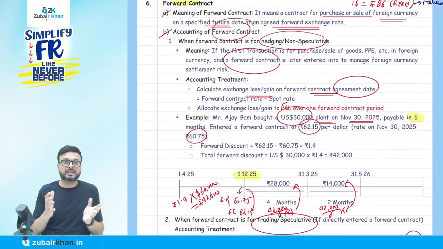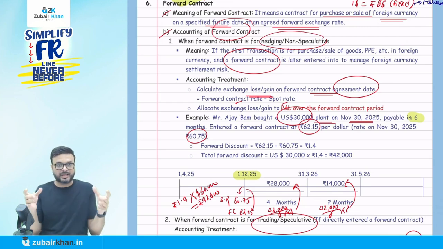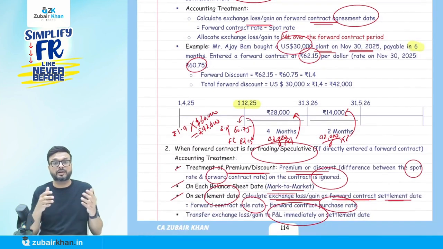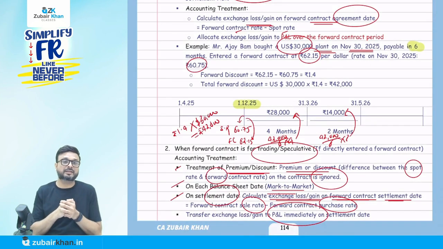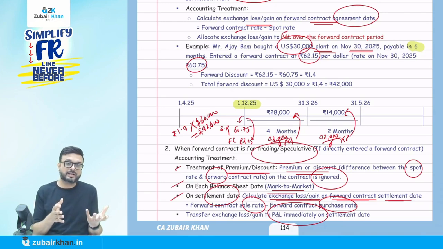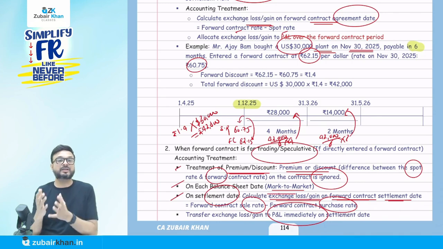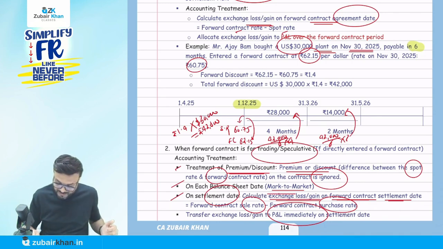And hedging in the case of a forward contract that is non-speculative: the difference between the spot rate and the forward rate will go to the P&L account over the life of the contract. But in the case of speculative contracts, we are not going to do anything until the settlement date. The difference between the forward contract purchase rate and the sales rate will immediately be recognized in profit and loss account.